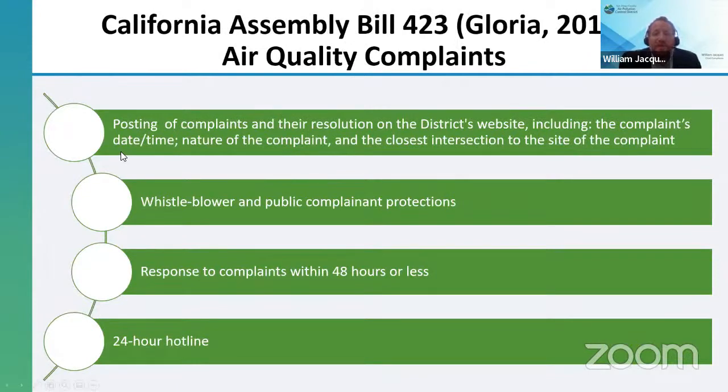Next slide, please. One of the requirements in AB 423 is for the district to evaluate and propose recommendations to enhance its air quality complaint program, addressing the elements shown on this slide. The elements are posting of complaints and their resolution on the district's website, including the date and time of the complaint, the general nature of the complaint, and the closest intersection to the site of the complaint. Whistleblower and public complainant protections, response to complaints within 48 hours or less, and a 24-hour hotline.